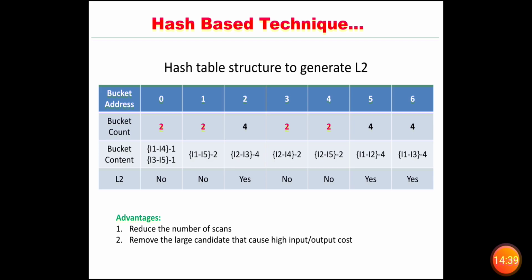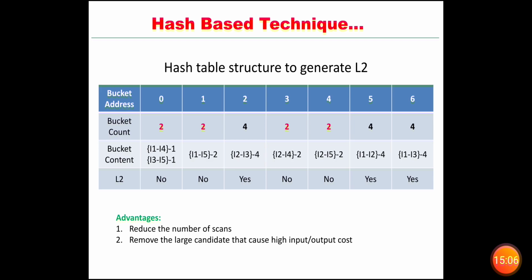Here we can see for bucket 0 we have 2. Bucket 1 we have 2. Bucket 3 we have 2. Bucket 4 we have 2. All these values are less than the minimum support. So these are the ones we have identified in red color over here. All these values are less than minimum support. Why? Because the minimum support is 3.